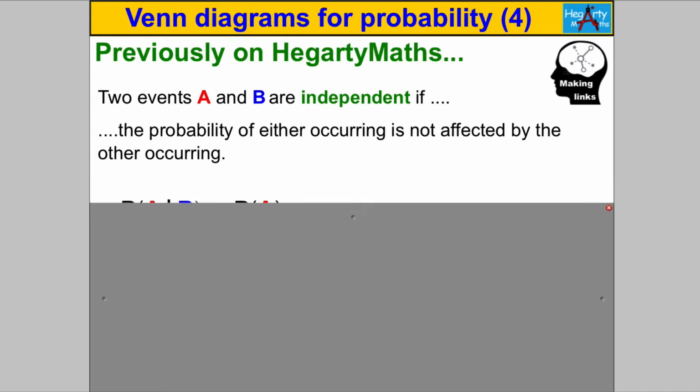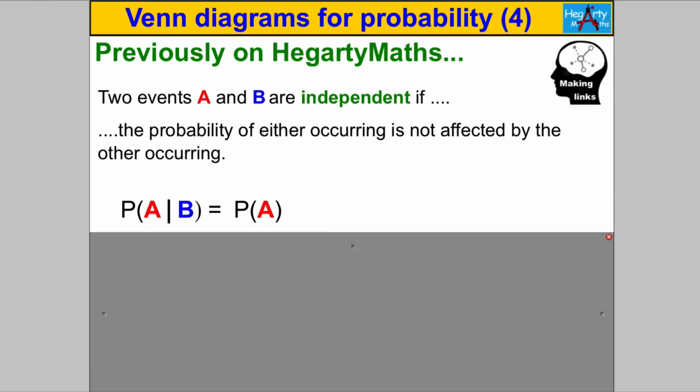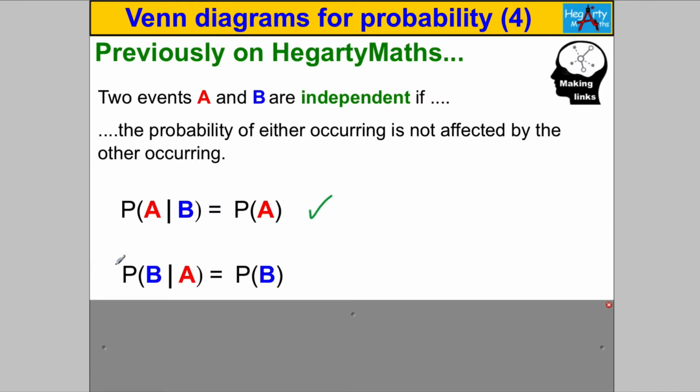We started off by talking about the probability of A given B. So we said A and B are independent if the probability of A happening given B has happened or will happen is just the probability of A. The probability of A is not affected by whether or not B happens at all. And similarly, the probability of B given A is just the probability of B. Now that was our formal definition.